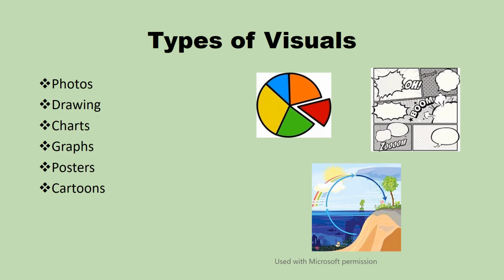Charts are wonderful to use. They help you organize things. They can be chronological. You can classify things on charts. Graphs can be used to represent numerical data. Posters are wonderful to use because they use line, color, and words, and posters are things that really draw someone's attention. Cartoons are another type of visual. Children love cartoons. If you can find a way to put something in a cartoon, then you will have those kids' attention.